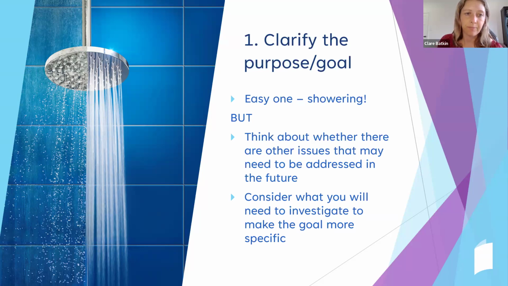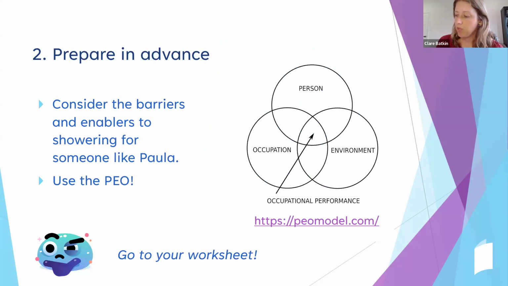information gathering. So now we're up to the part where you're going to basically prepare for your initial assessment. So you get the referral, you know you're going to be working on showering, you know a little bit about Paula. This is where you can actually use your PEO. So if you're a student and your supervisor says, we're going to go see Paula, have a think about some of the things we might do with her.